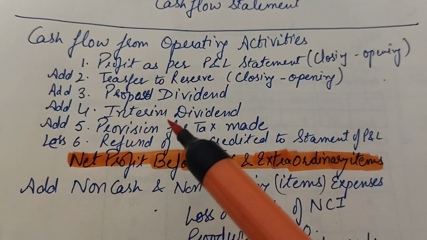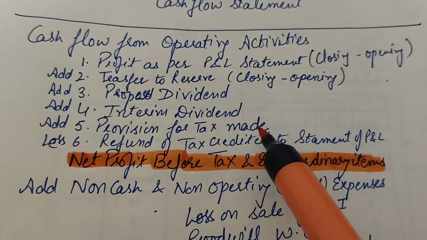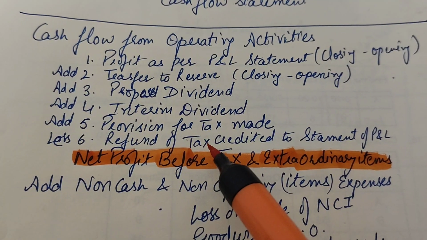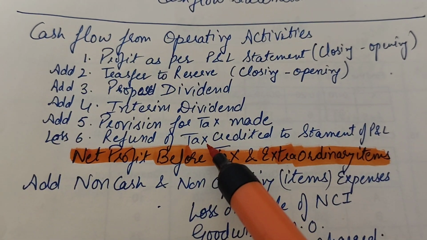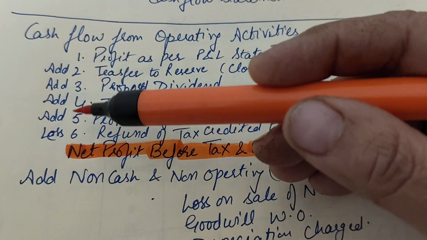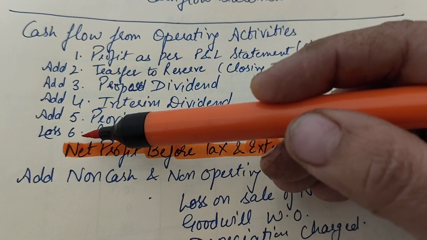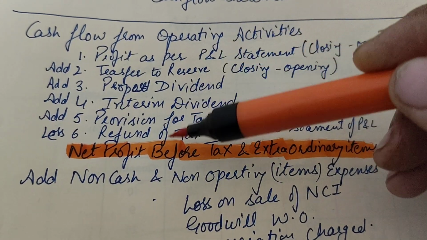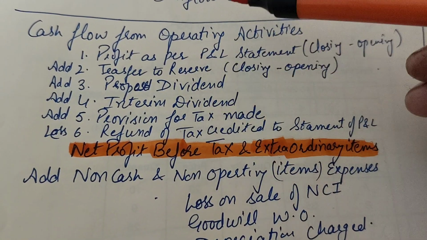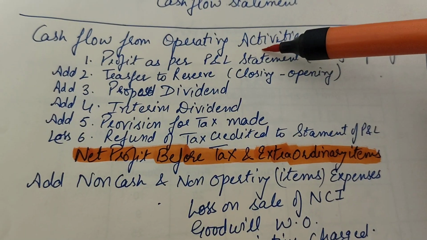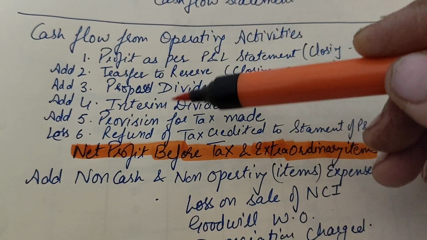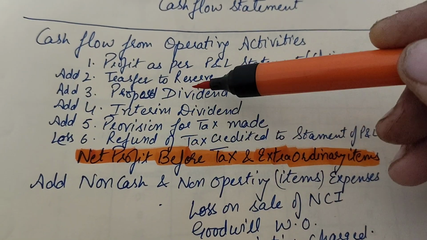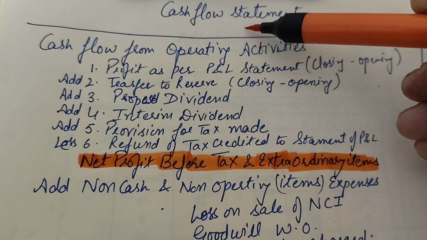Then we add provision for tax which was made during the year and deduct the refund of tax, if any, received by the company. So all these items are added and only the refund is deducted. Then we get net profit before tax. This part you can do in your working note, or you can also do it in cash flow from operating activity, but we prefer the working note because we have less space in the full-fledged question of a cash flow statement.